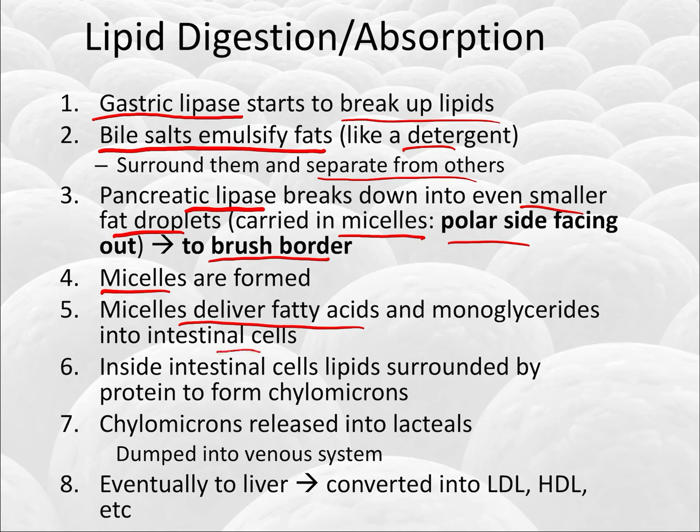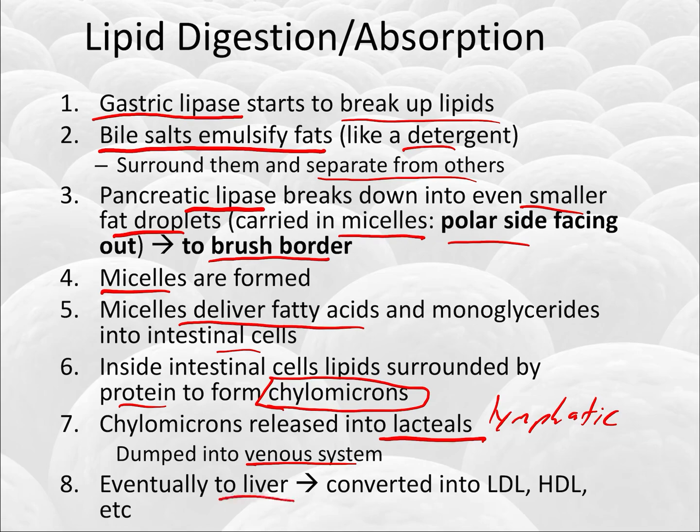And then we see inside the intestinal cells, they get processed some more. They get surrounded by a protein, and that turns them into something called chylomicrons. Those chylomicrons are then dumped out of the intestinal cells into the lacteals, which again are part of the lymphatic system. There's like lymph vessels, okay, and then those are eventually going to get dumped into the veins as chylomicrons. And then eventually those veins are going to dump back through the portal vein to the liver, and that's when we finally convert those chylomicrons into something we're more familiar with, cholesterol, right?